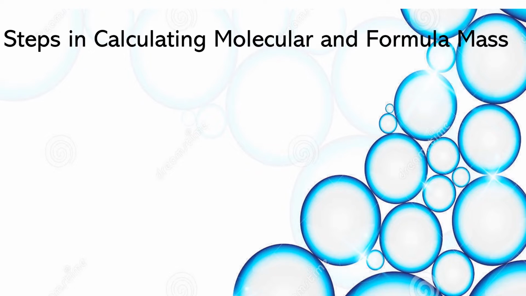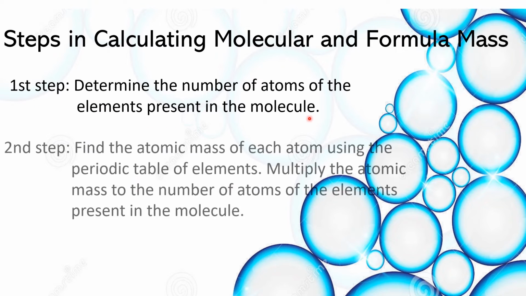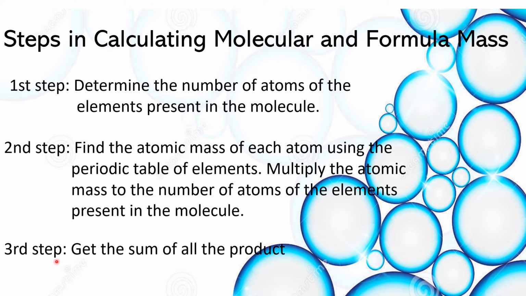Now let's go to the steps in calculating the molecular and formula mass. So I have here 3 basic steps, so I want you to take note of the following steps. First step is to determine the number of atoms of the elements present in the molecule. Second step is find the atomic mass of each atom using your periodic table of elements. Multiply the atomic mass to the number of atoms of the elements present in the molecule. And the third step, get the sum of all the products.